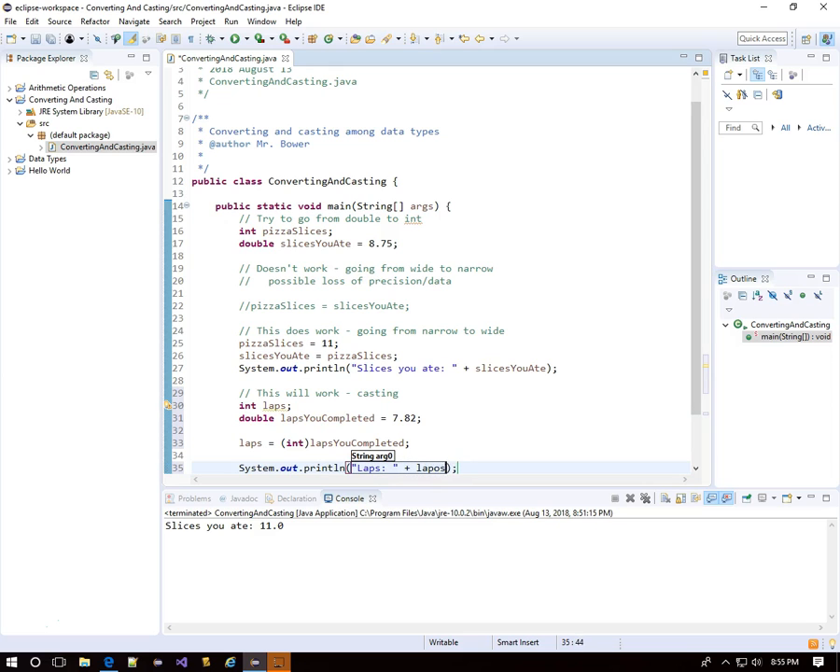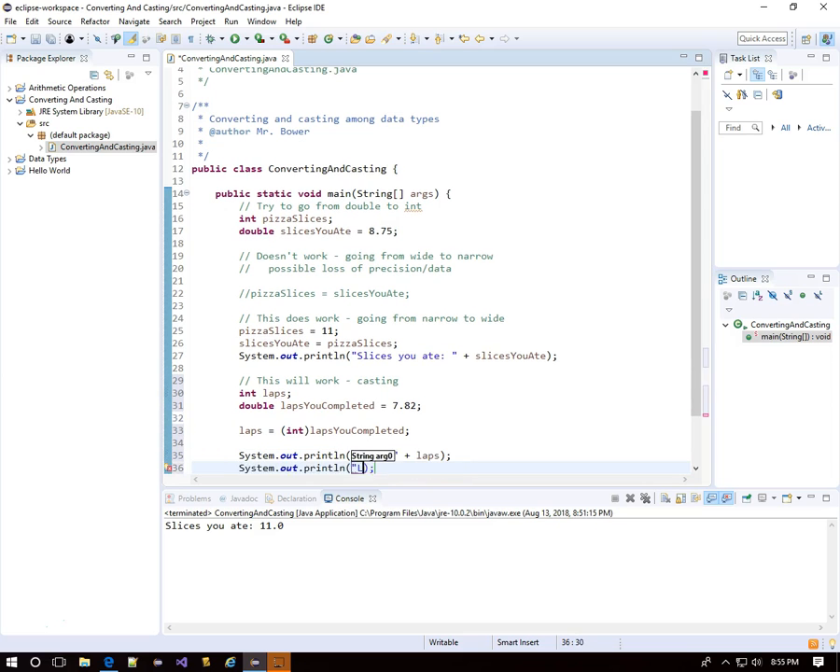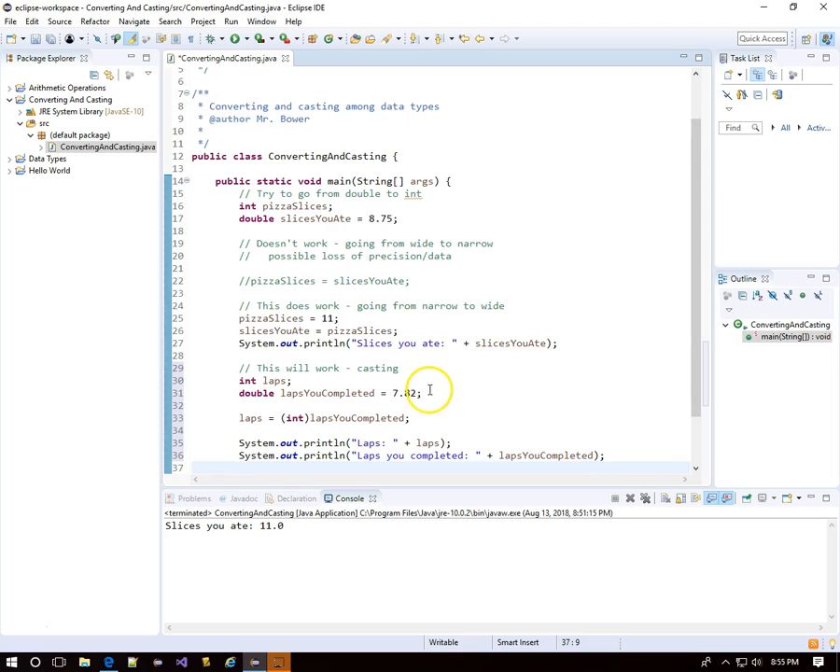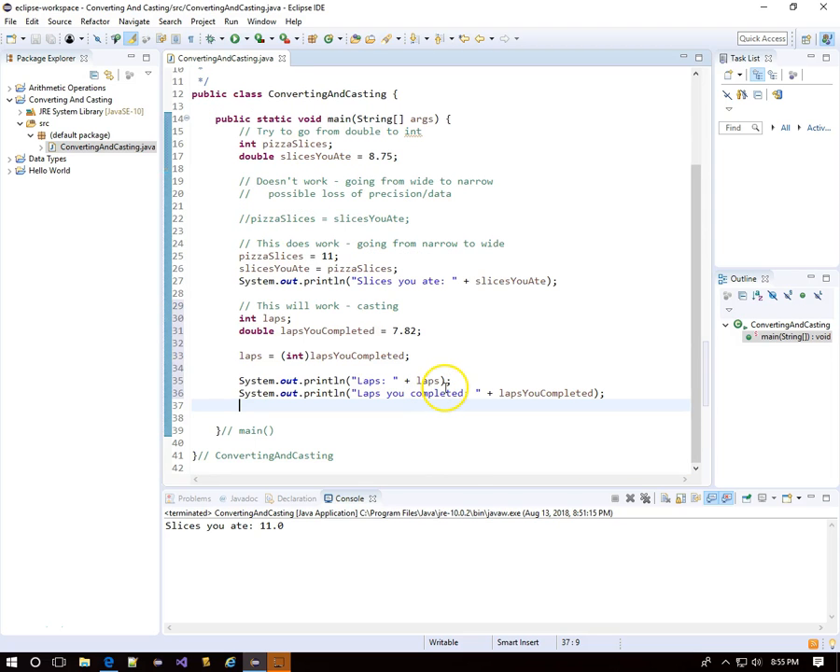Same for laps you completed. It still is a double, but it's acting like it's an int. That's the role it's playing as it is cast. So Eclipse is allowing us to do that. Let's display what actually happens with these variables. Laps is 7 when laps you completed is 7.82. No rounding. It's called truncated. It truncates the decimal part. You just get the integer part when we cast it as an integer.